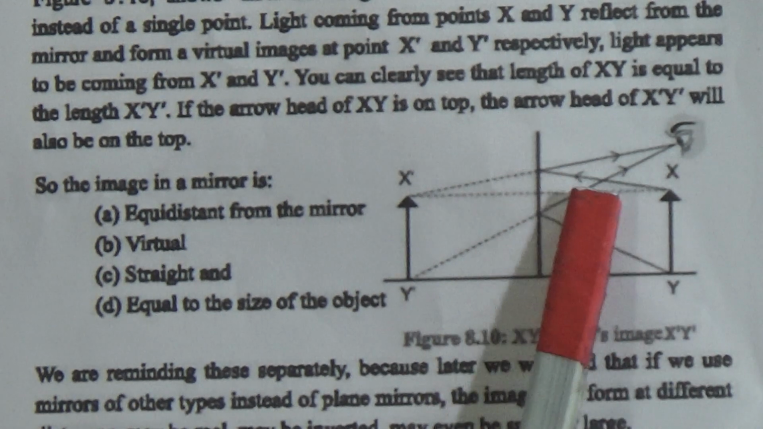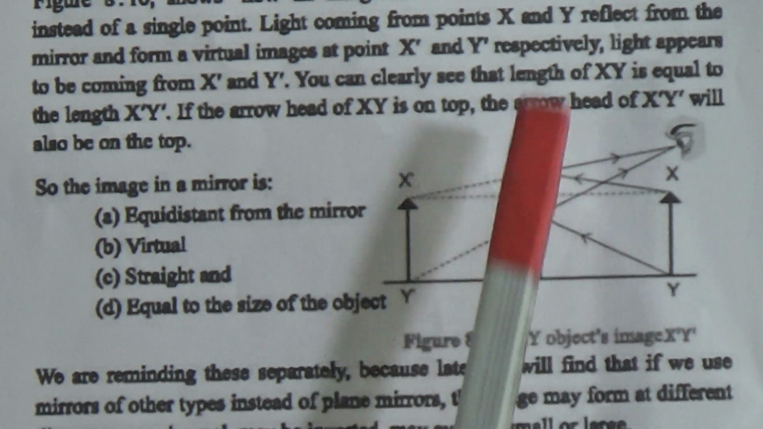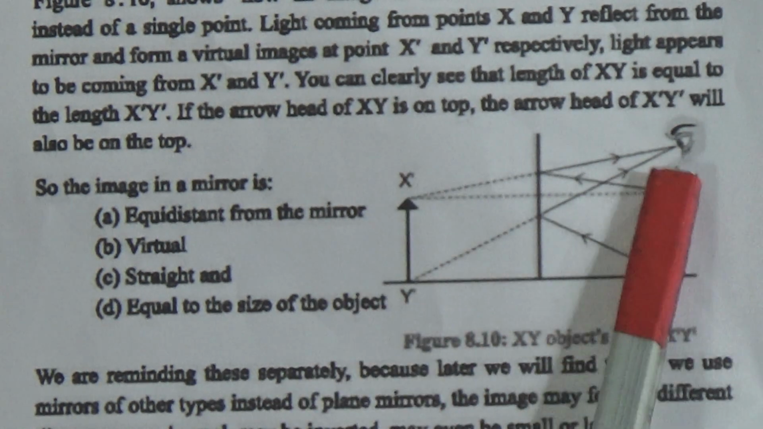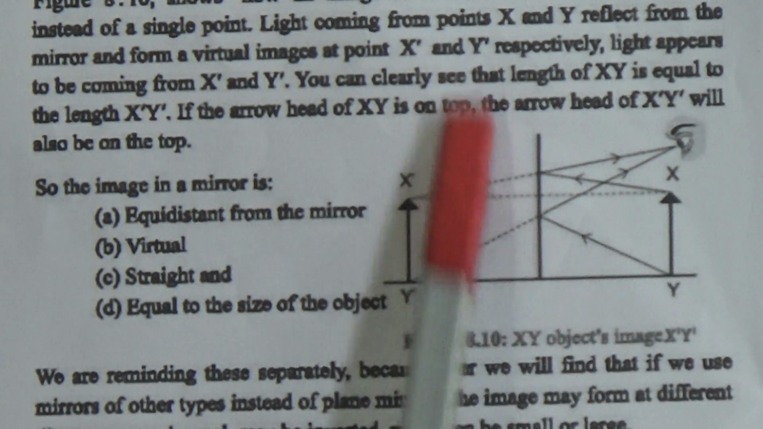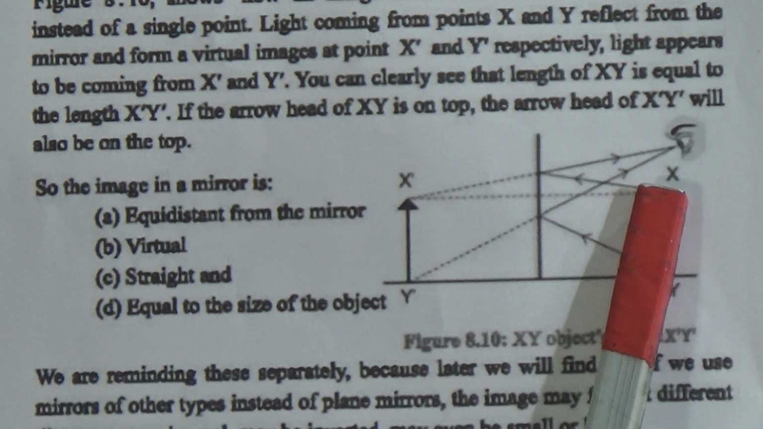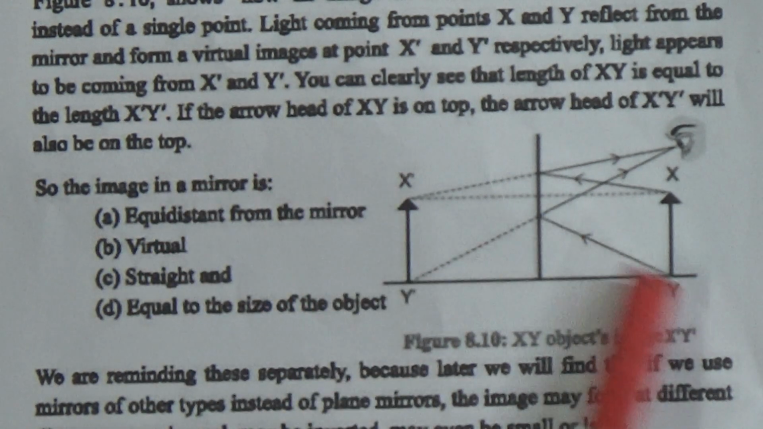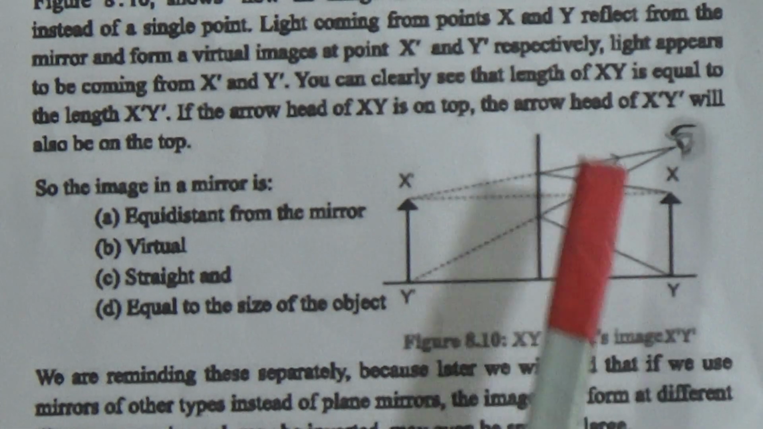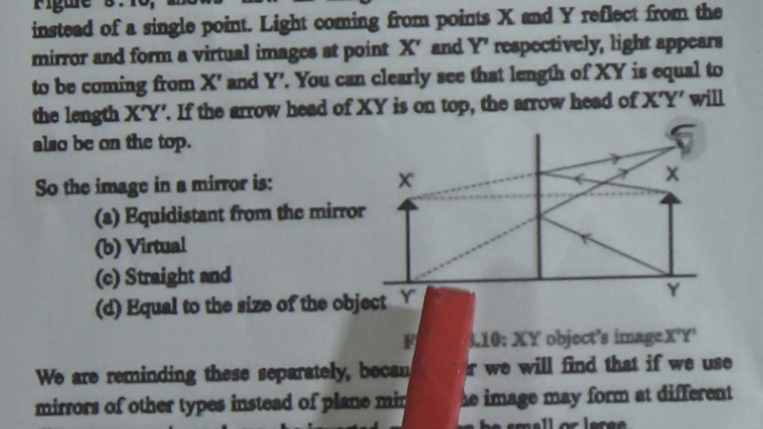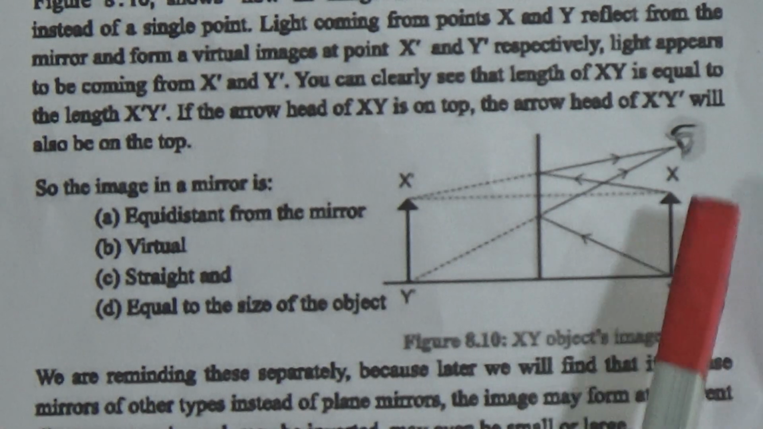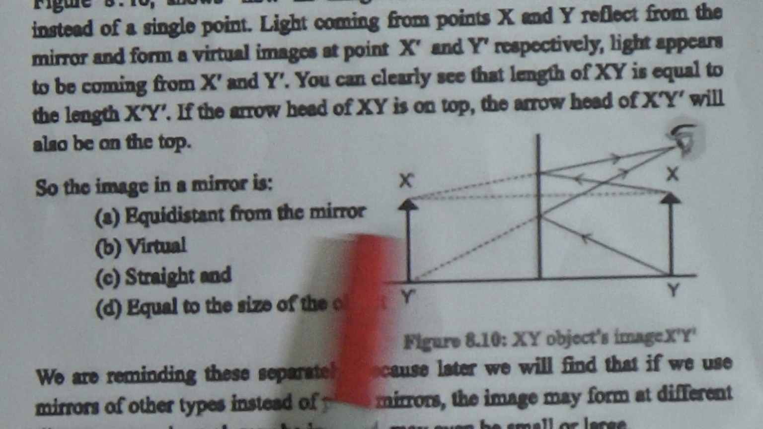And see this figure. Here it shows how an image is formed for an extended object instead of a single point. Light coming from points X and Y reflects from the mirror and forms a virtual image at the points X' and Y'. That means X' and Y' are the image of object XY. So you can clearly see that the length of XY is equal to the length of X'Y'. If the arrow head of XY is on top, the arrow head of X'Y' will also be on top.